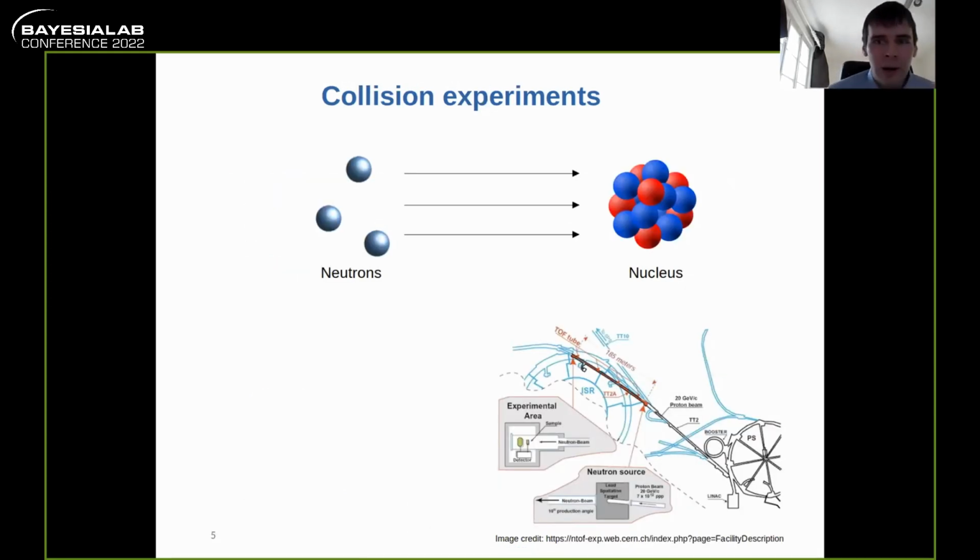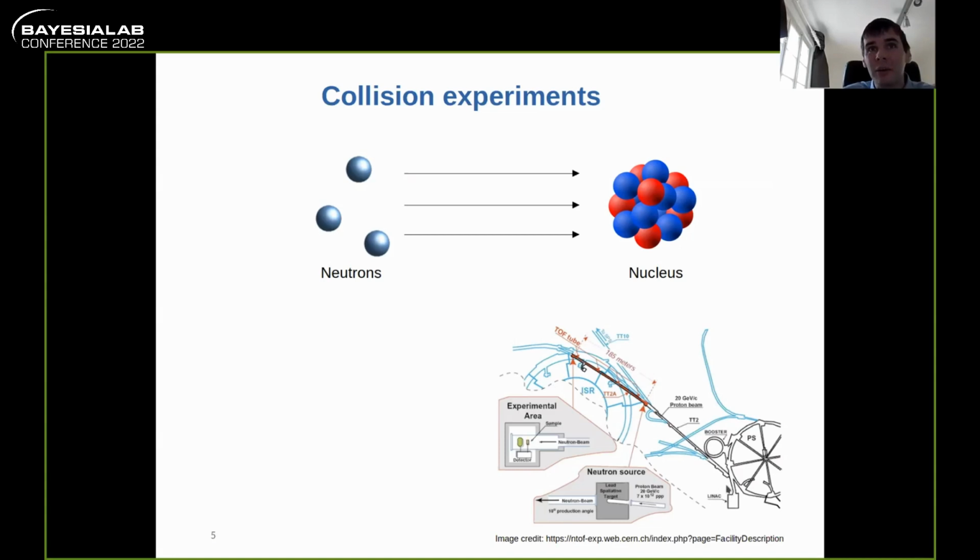In order to learn more about the properties and the structure of a nucleus, one performs collision experiments. So one takes a beam of particles, neutrons or protons, for instance, focuses them on some target material, and then looks at the different processes that occur and with what probability. As an example, on the bottom right, a picture of a facility at CERN that sketches such an experiment.